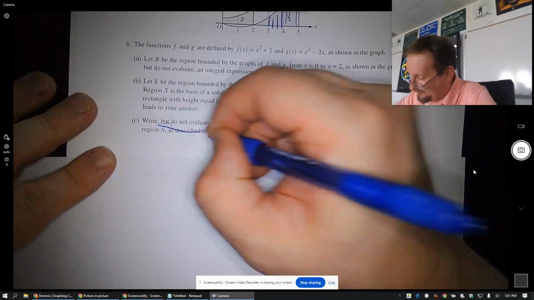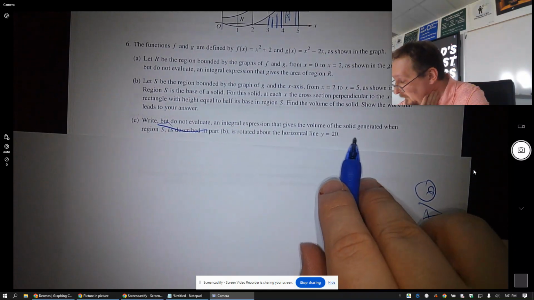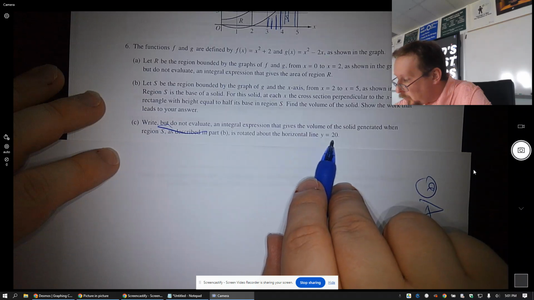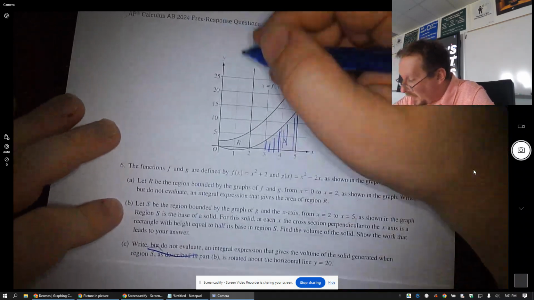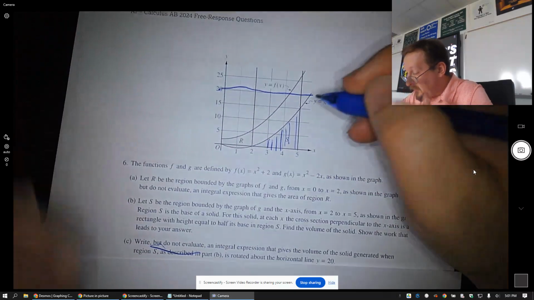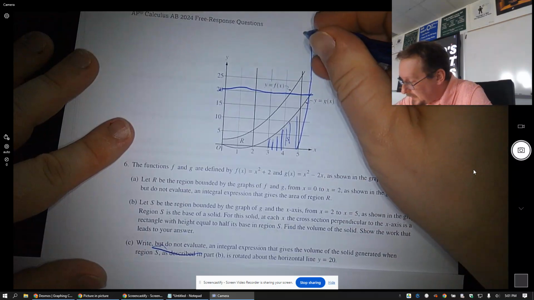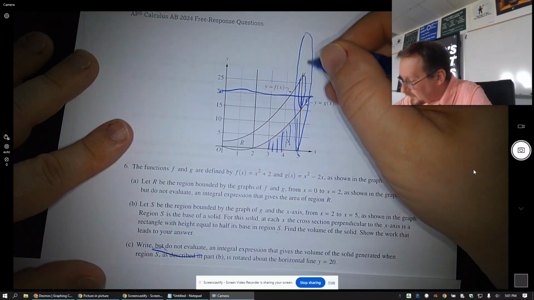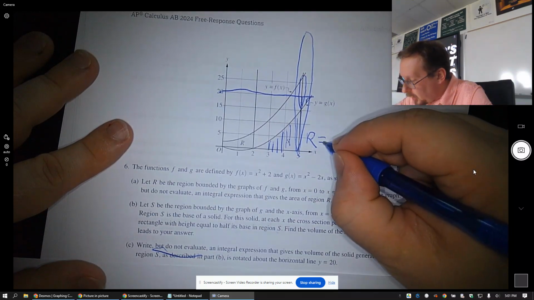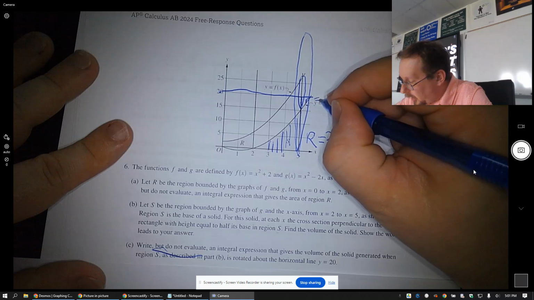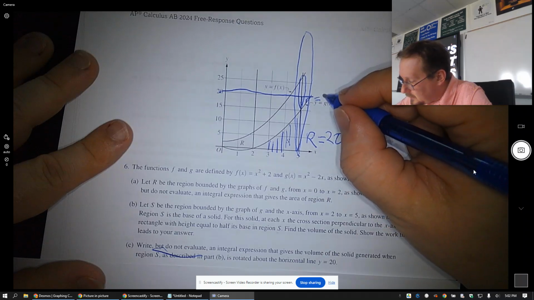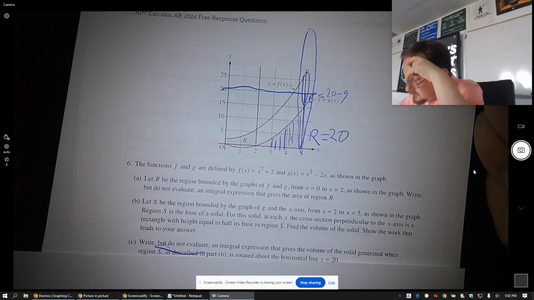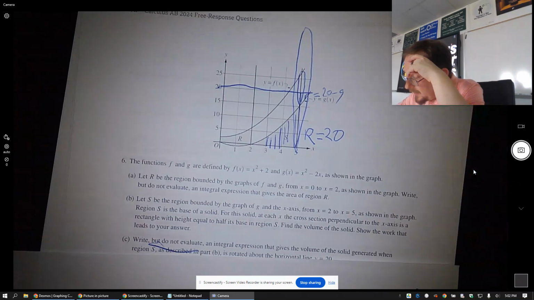An integral expression that gives the volume of the solid generated when S is rotated about y equals 20. So if y equals 20 is up here, then I need to rotate the big radius and the small radius. I'm going to call this little r and I'm going to call this big R. Big R is 20. Little r is going to be 20 minus g. So that's what it's going to be.